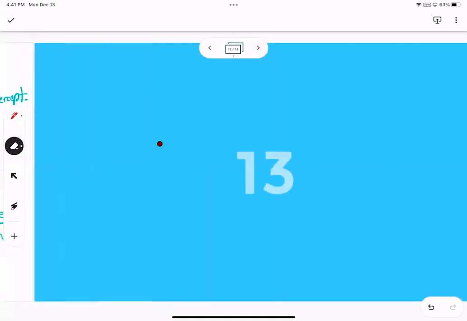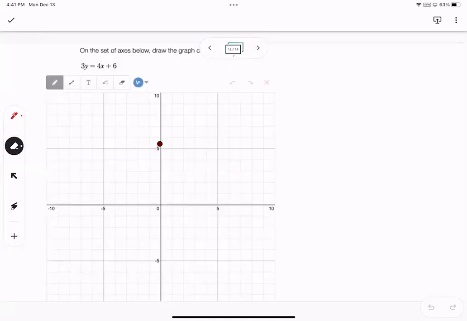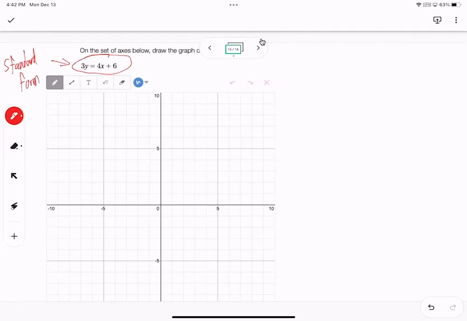Now, last but not least, on the set of axes below, draw the graph of the equation. Now here we go. If I look at this form right here, this one is not in slope-intercept form, but it's similar to standard form. So there's a few ways you can do this. Whichever way you prefer, go ahead. But since it's in standard form, I'm going to do the intercepts method. So I'm going to find the x-intercept and the y-intercept.